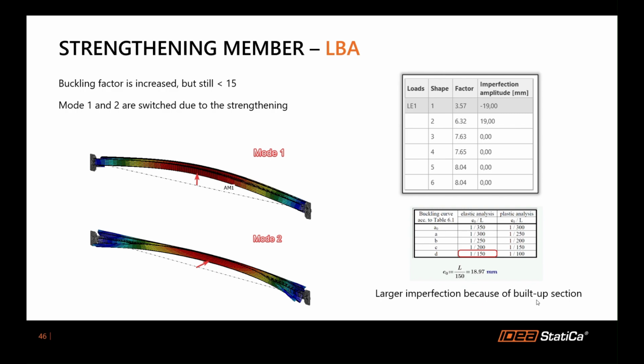Well, we have a built-up section now. That means we choose buckling curve D, resulting in a higher initial imperfection of around 19 millimeters. We apply that 19 millimeters again to shape 1 and 2, and now we have seen that the most decisive results come from this combination of minus 19 in shape 1 and 90 millimeters in shape 2.